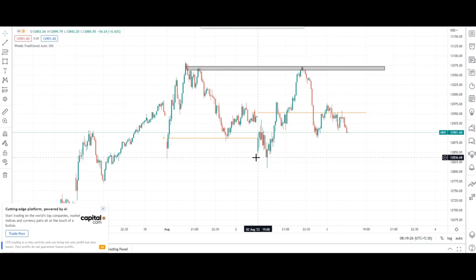If you have not traded here, it's okay, because I also did not trade Nasdaq here, because this is a very volatile area. But I will tell you how you have to trade.